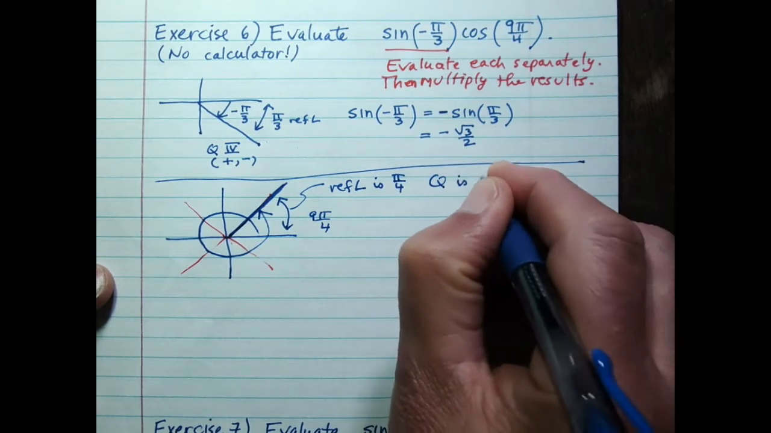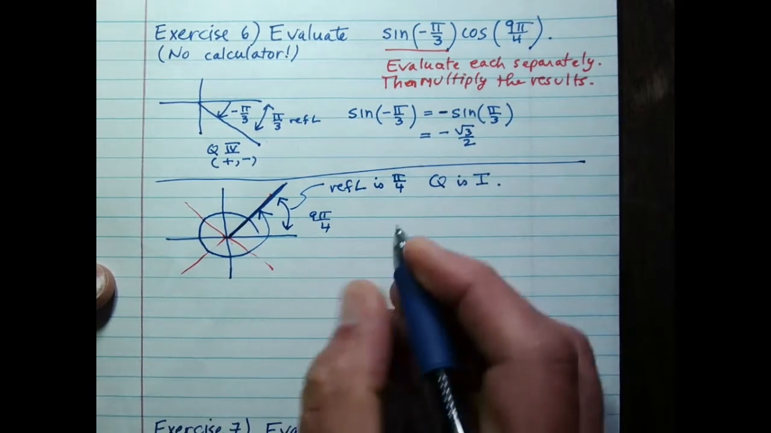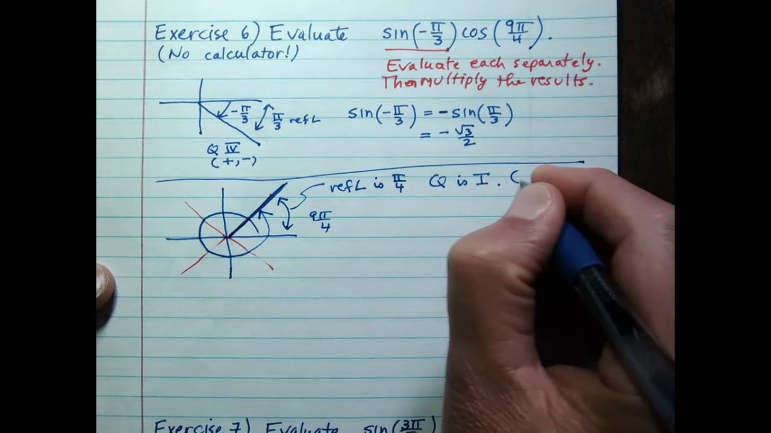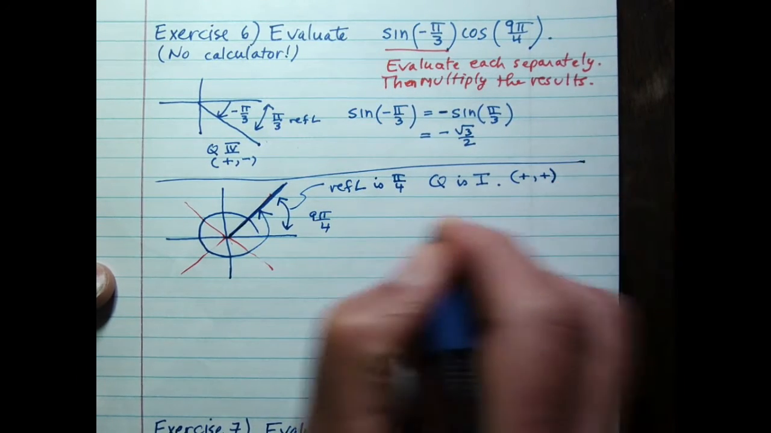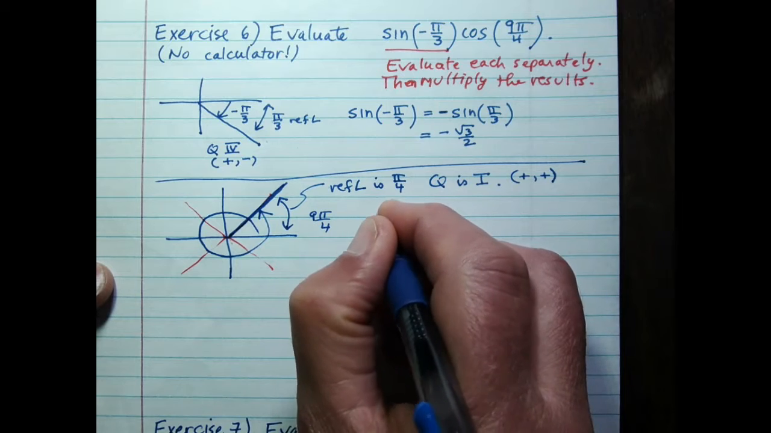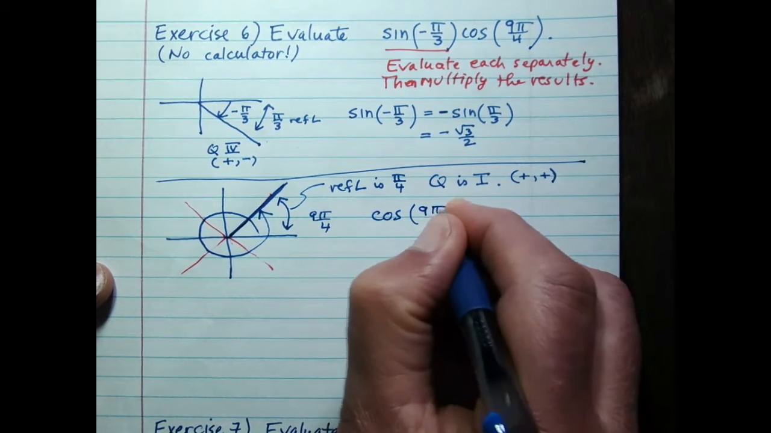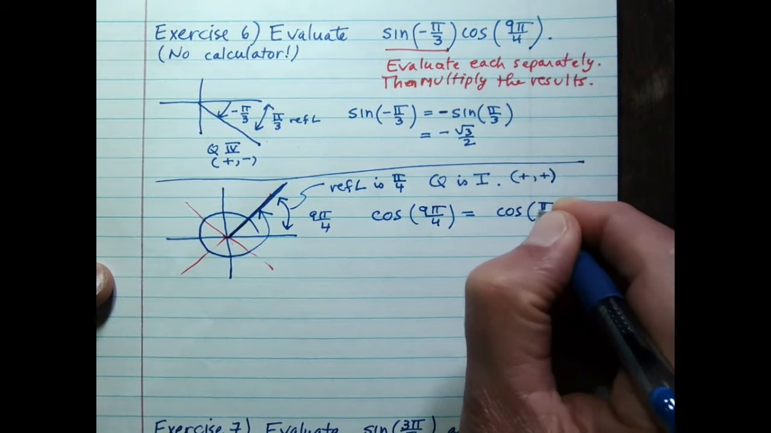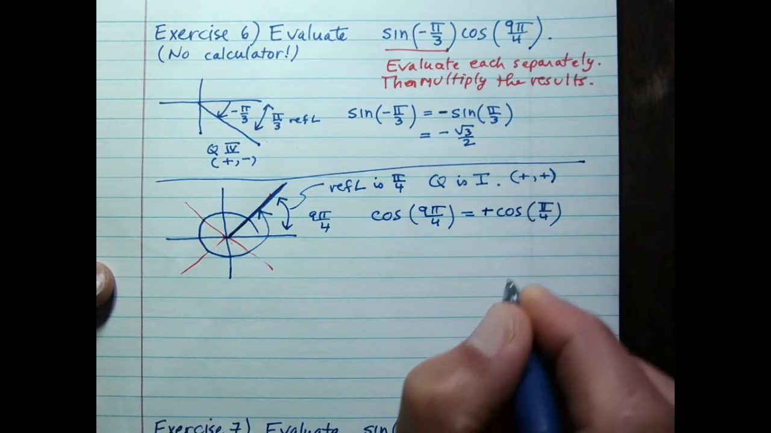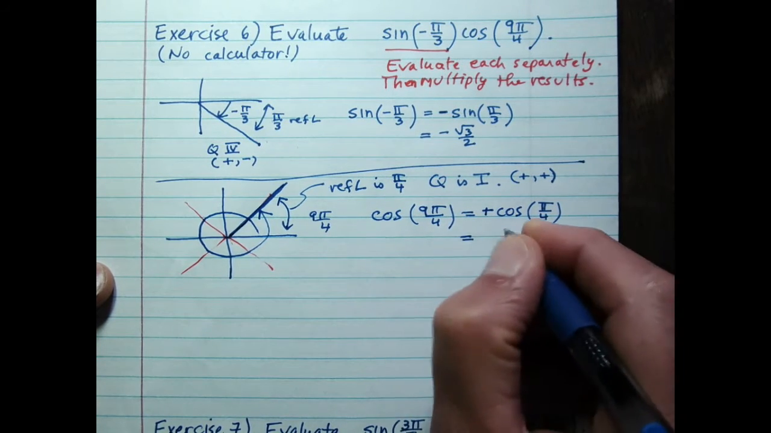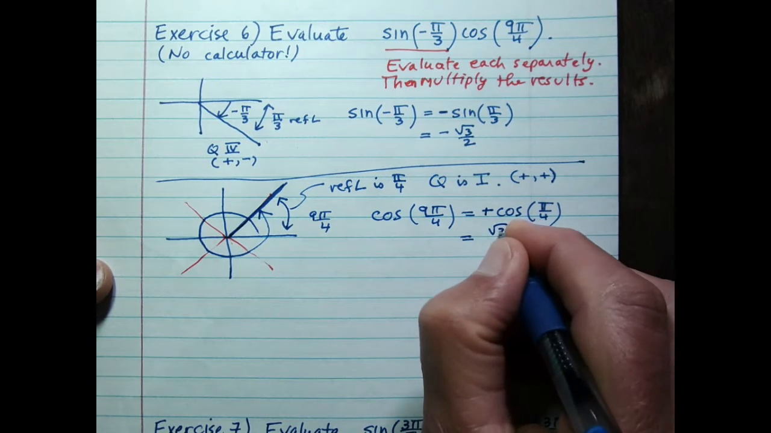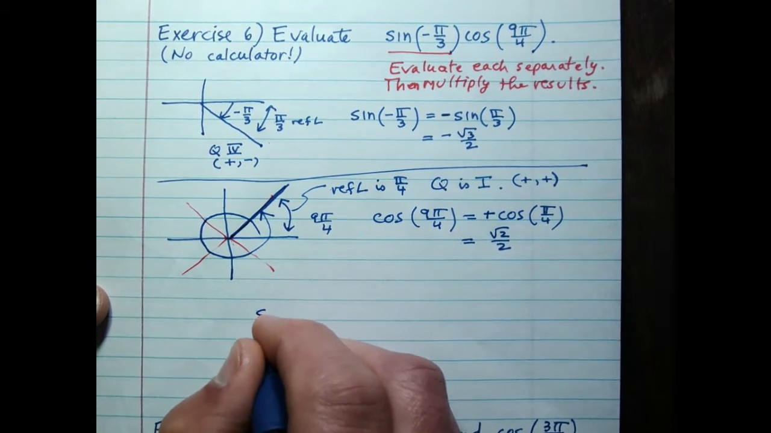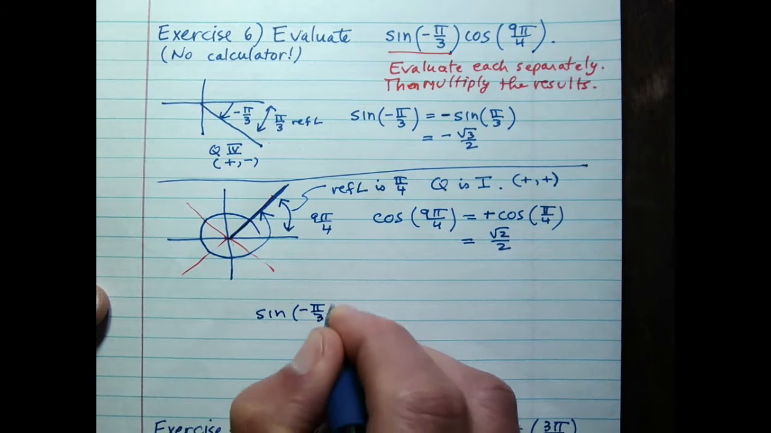Quadrant is quadrant 1. So in quadrant 1, both sine and cosine are positive, right? So let's see, we need cosine of 9 pi over 4. It's related to cosine of the reference angle, which is pi over 4. And because we're in quadrant 1, it's positive. Cosine of pi over 4 is square root of 2 over 2, so we get square root of 2 over 2.